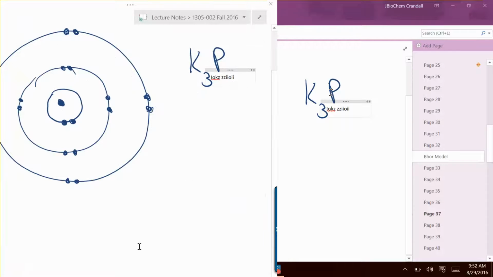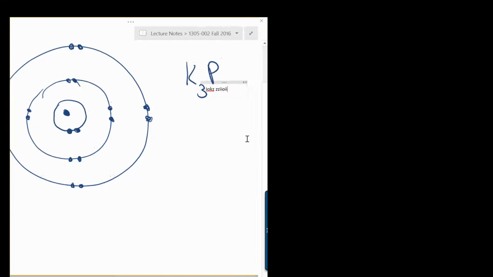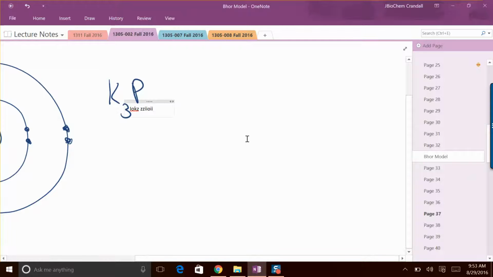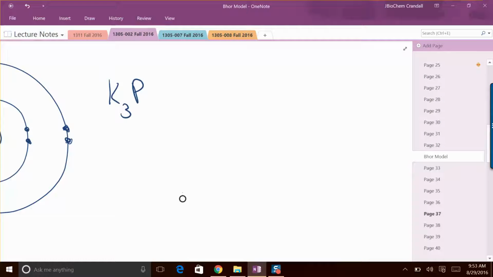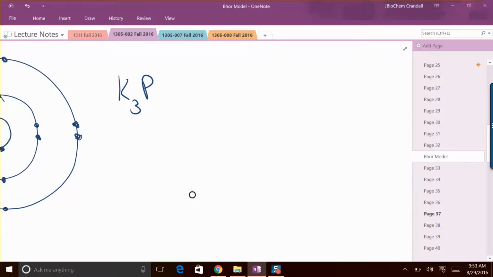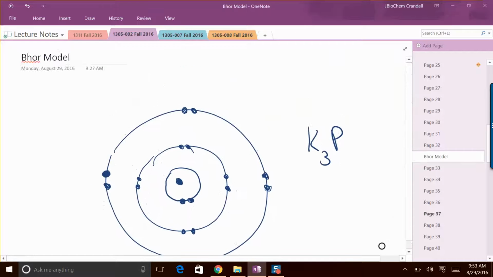Yikes. It started writing on me. That's the ratio. It doesn't usually do that. Usually the keyboard turns off. Okay, that's the ratio of K and P, K3P.